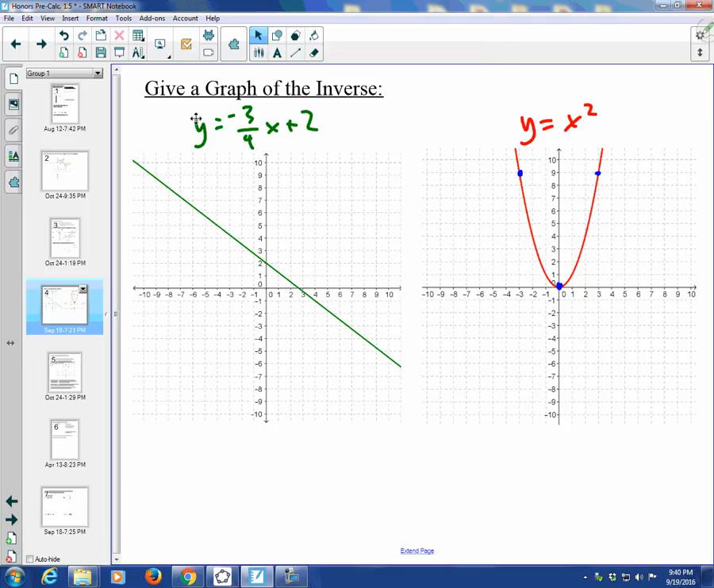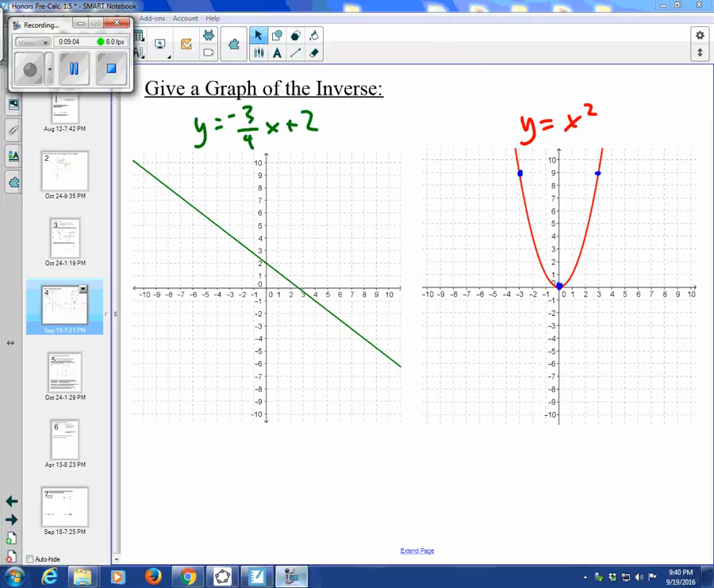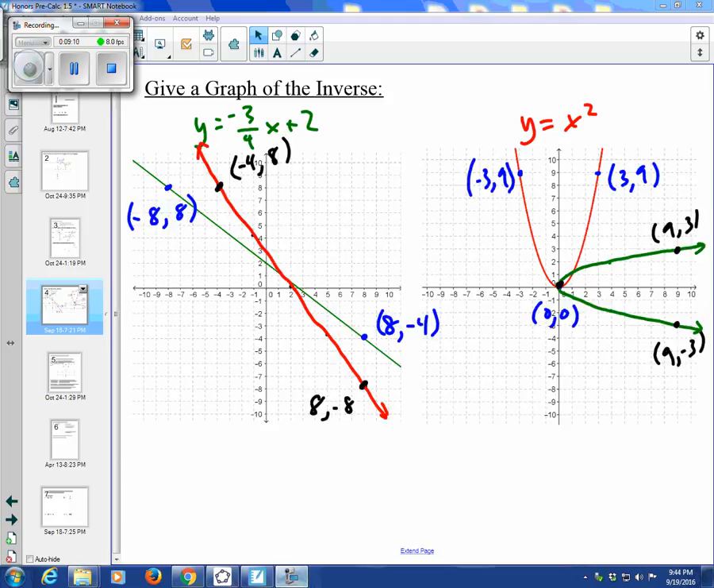For the inverse. So right here, we're going to stop the video, and I want you guys to pause and give these a shot on your own. So we're stopping the video here. All right, guys.